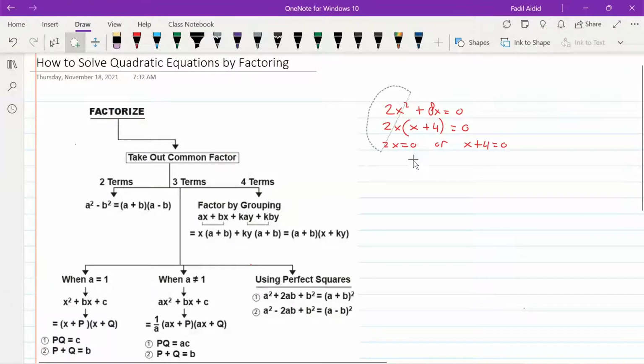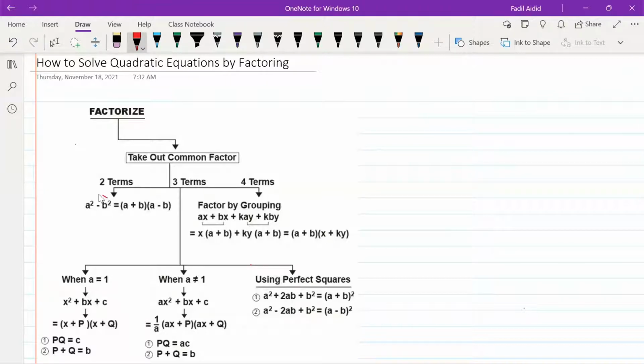Or you have two terms, but you need to use this formula. So when you have a squared minus b squared form like this, you can convert it into the right side of the equation, a plus b times a minus b. We call it the difference of squares formula.